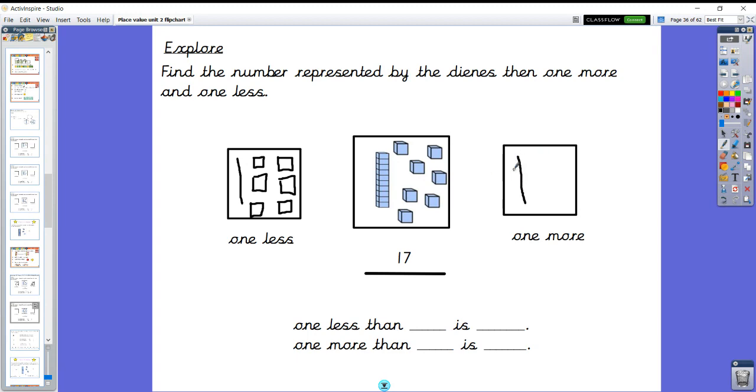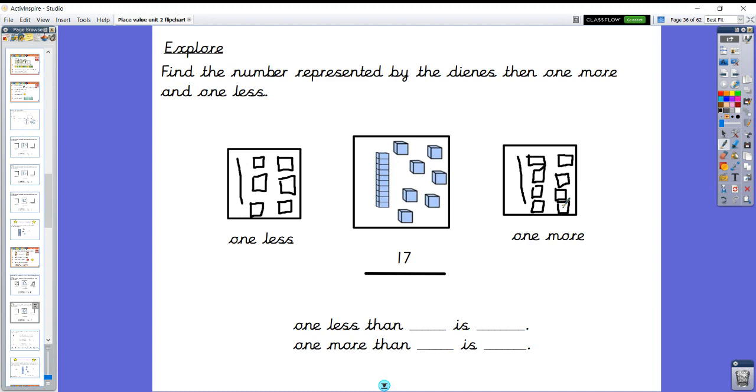Brilliant. And then hopefully on my other side, you have drawn me 1 ten again. This time we want 1 more, so we want 18. So we need how many ones? We need 8 ones. Okay, so 1. Oh, it's not a very good square, is it? 2, 3, 4, 5, 6, 7, 8. Okay, so if I put them in my 10s and 1s, I've got 1 ten, so 10, 11, 12, 13, 14, 15, 16, 17, 18. So 1 more than 17 is 18.